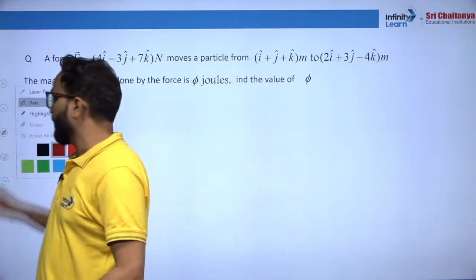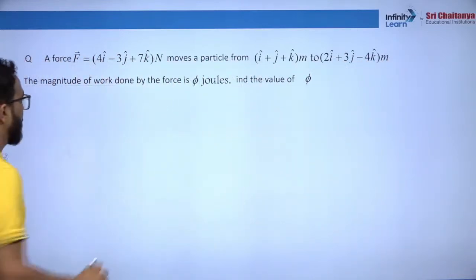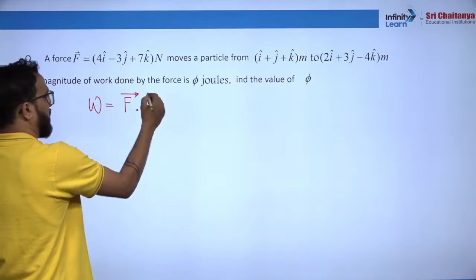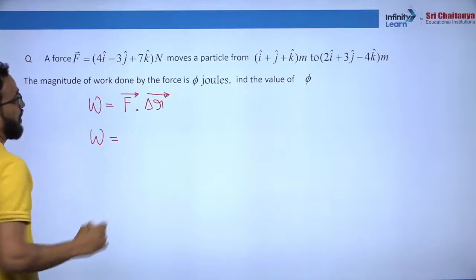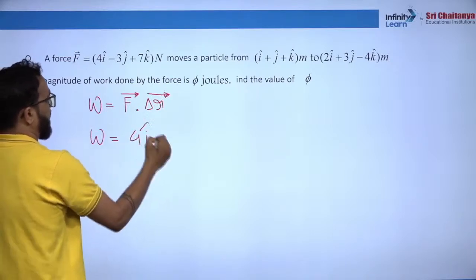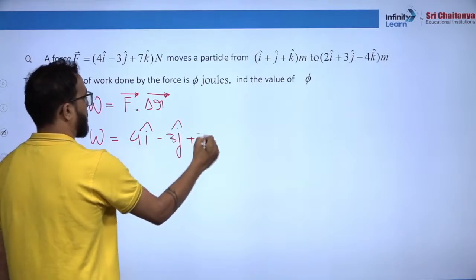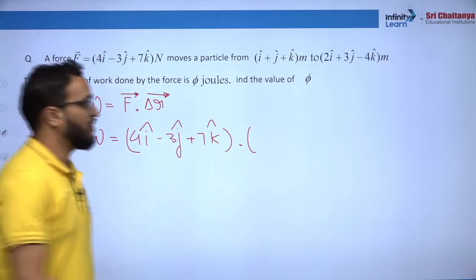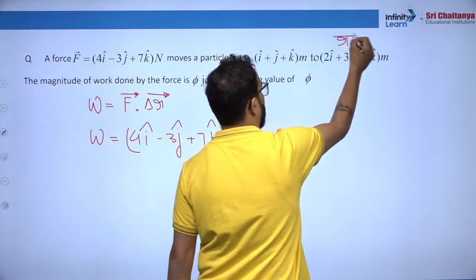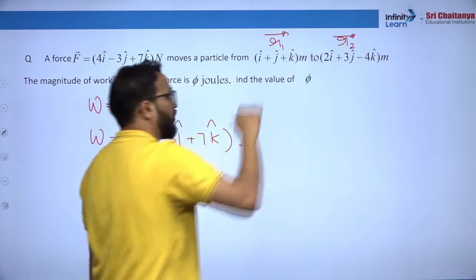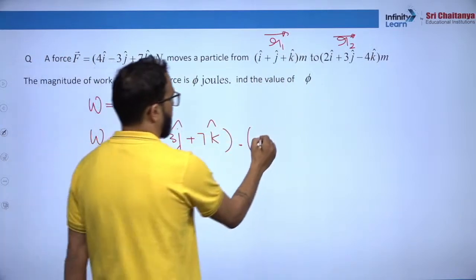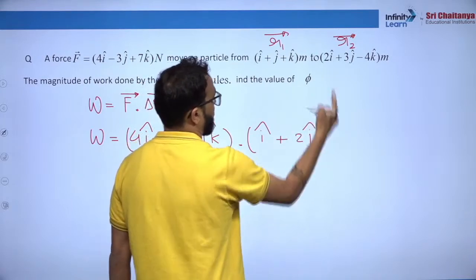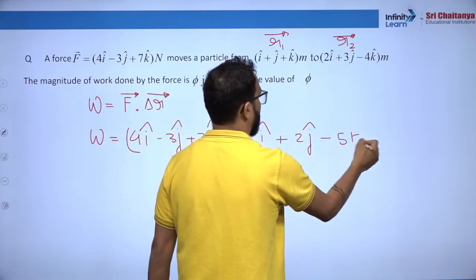This work done is F dot delta R. Okay. So work done is vector F dot vector delta R. Quickly do it. What is force? 4i cap minus 3j cap plus 7k cap dot. Delta R is what? R2 minus R1. You will say, sir, this is vector R2, this is vector R1, R2 minus R1. 2 minus 1 is i cap, 3 minus 1 is 2j cap, minus 4 minus 1 is minus 5k cap.